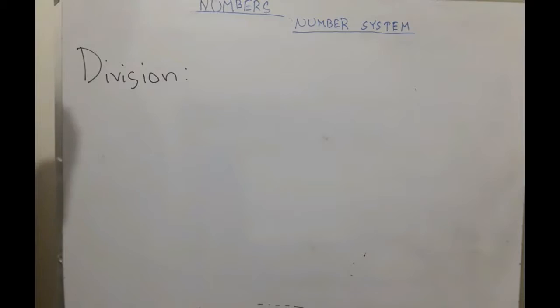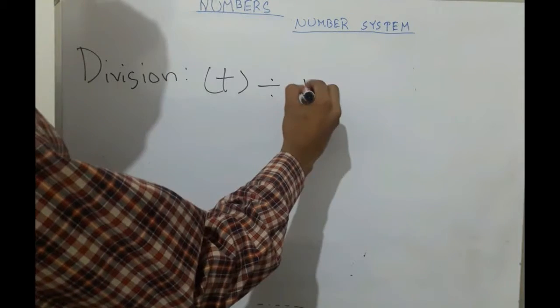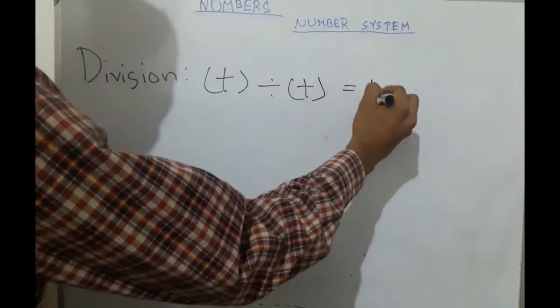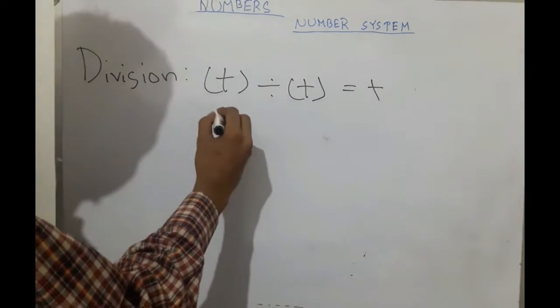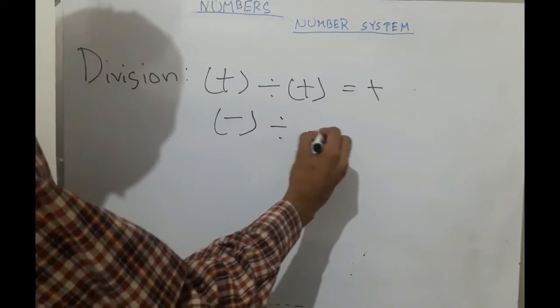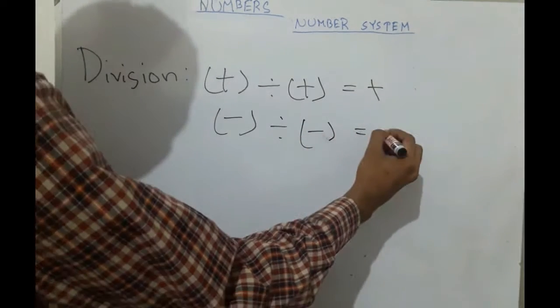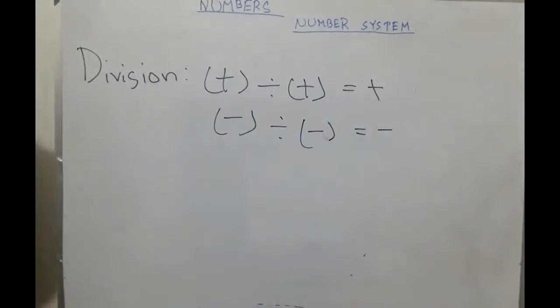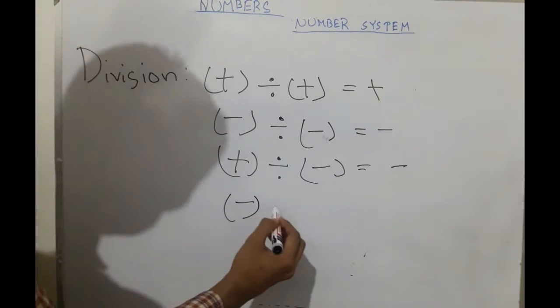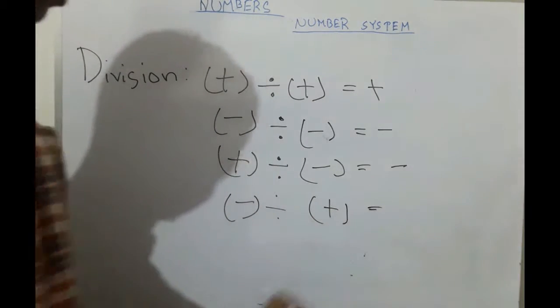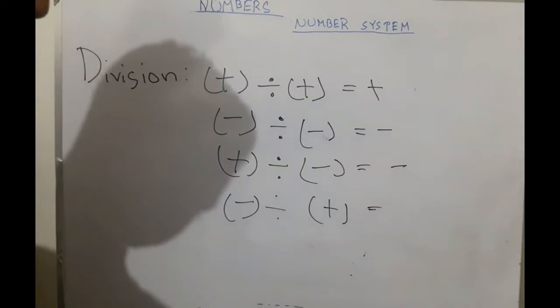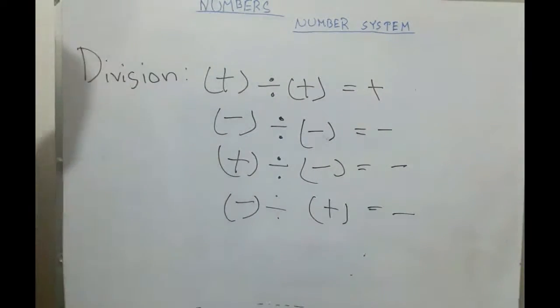Review the rules of signs for division. Plus divided by plus equals plus. Plus divided by negative equals negative. Minus divided by minus equals plus. So these are the rules of signs for division.